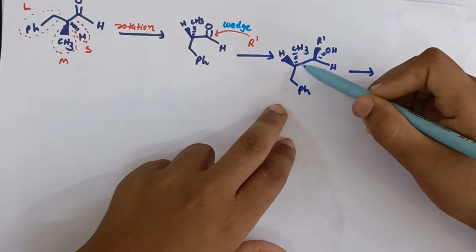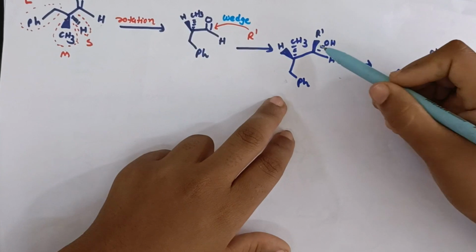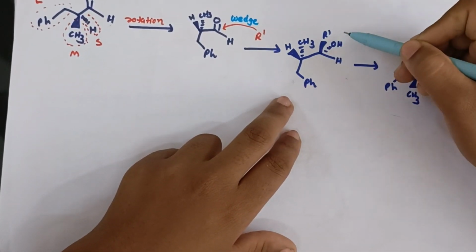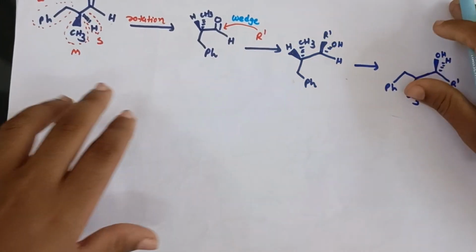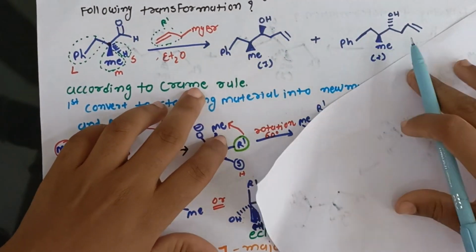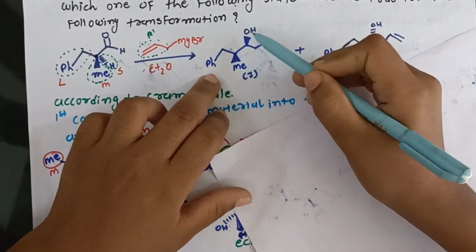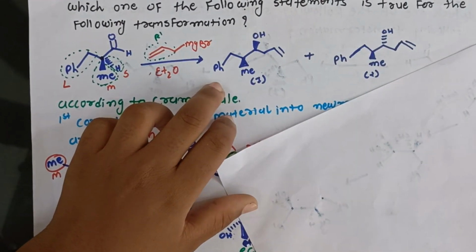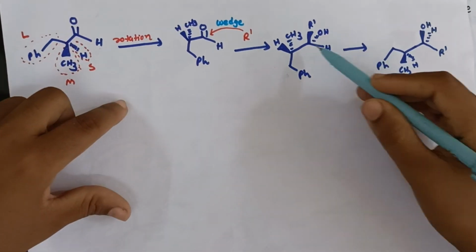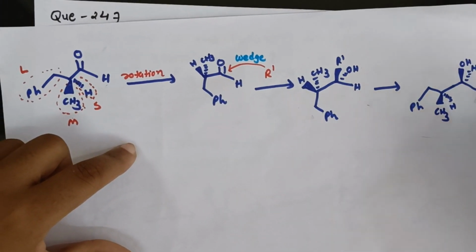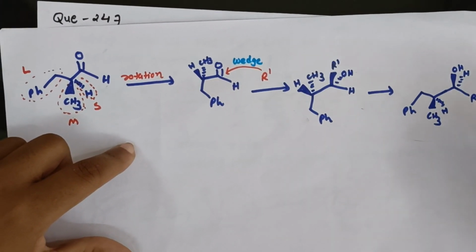Now in this structure, CH3 and OH group are both on the same side. It means cis to each other, and in this product the benzyl group and allylic group are staggered to each other. That means this structure can be rotated and form the CH3 and OH group on the wedge side. Thank you.